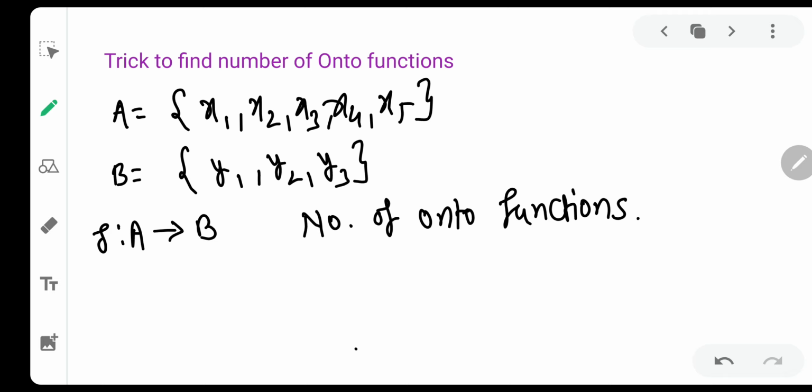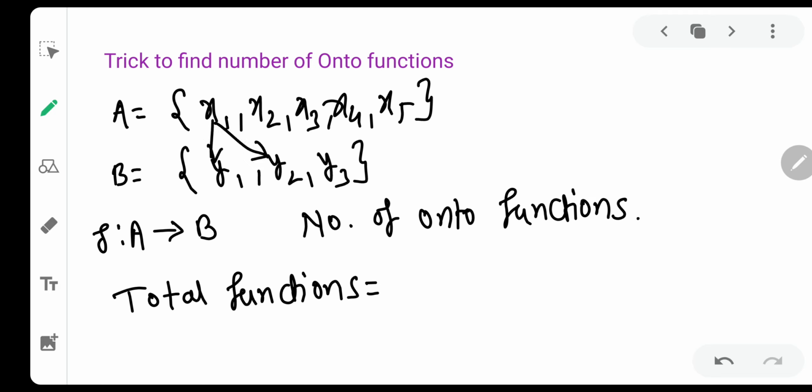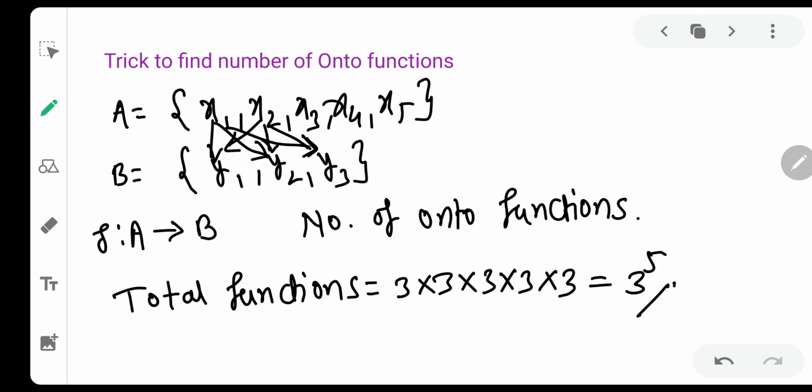First of all, let us understand how many total functions are possible. The first element can be mapped to y1, y2 or y3, so 3. Even the second element can be mapped to y1, y2, y3, so 3, and this process will continue till x5. So total functions come out to be 3 raised to 5.